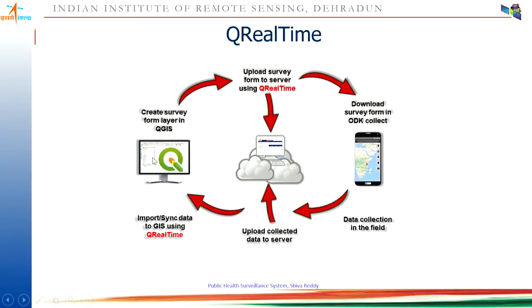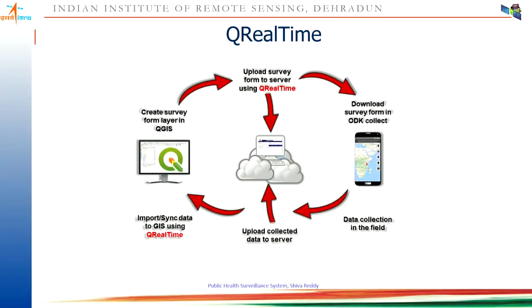Again, whenever you want to see how many submissions there are, you just click on a layer, or right click and say import, and select the form for which you want to collect data. So all the data filled by the field users or field data collectors will come back to the GIS layer.